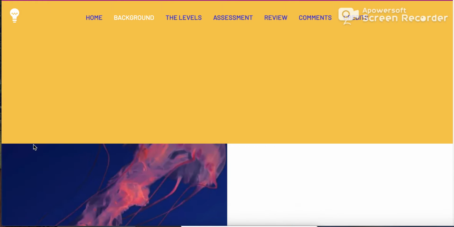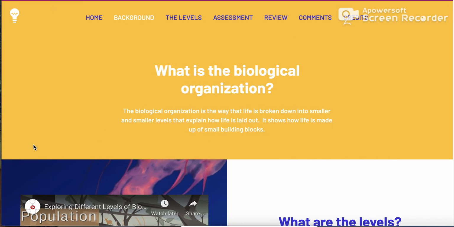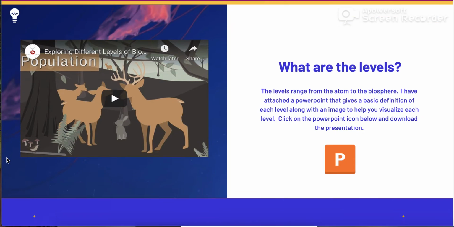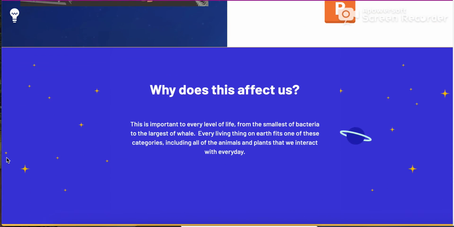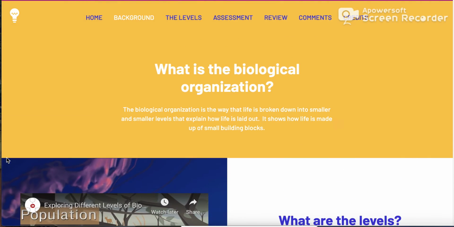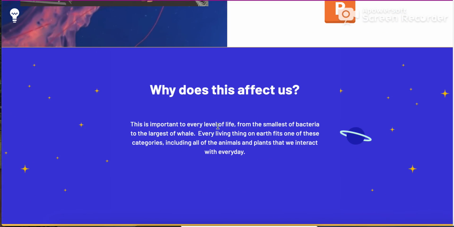Next, it gives some of the background about what biological organization is and what the levels are and why this matters for us. One of the worst things as a student is not understanding why we are learning what we are learning, and I tried to avoid doing this by having this little paragraph in.